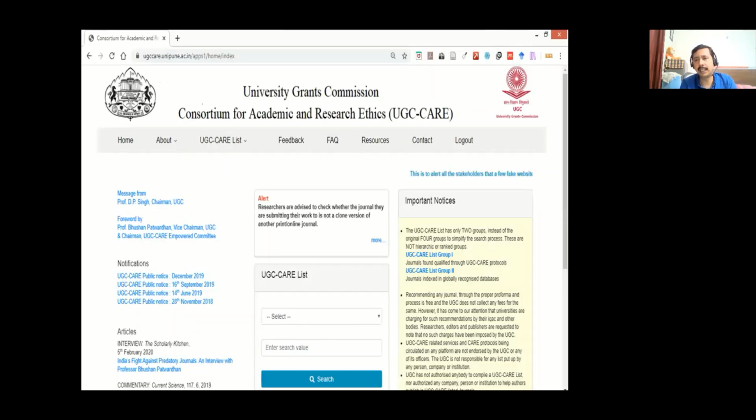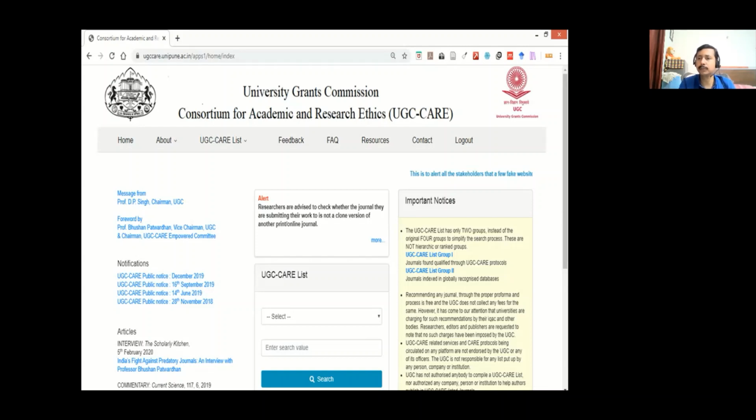Here is UGC CARE Journal List, UGC Consortium for Academic and Research Ethics. The URL of this service is ugccare.unipune.ac.in. In order to make use of this service, an author needs to register on UGC CARE by filling out a simple form, log in, and then you'll be able to find the journals listed in UGC CARE. There are two groups, UGC CARE List Group 1 and UGC CARE List Group 2.